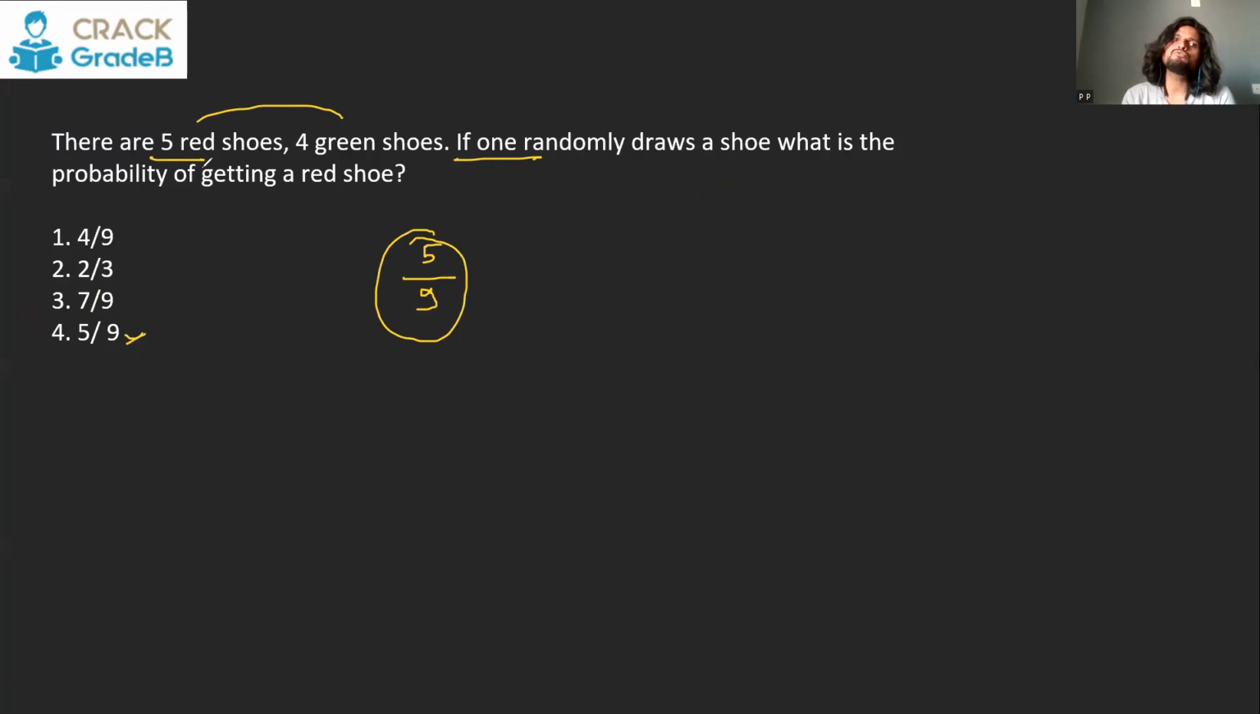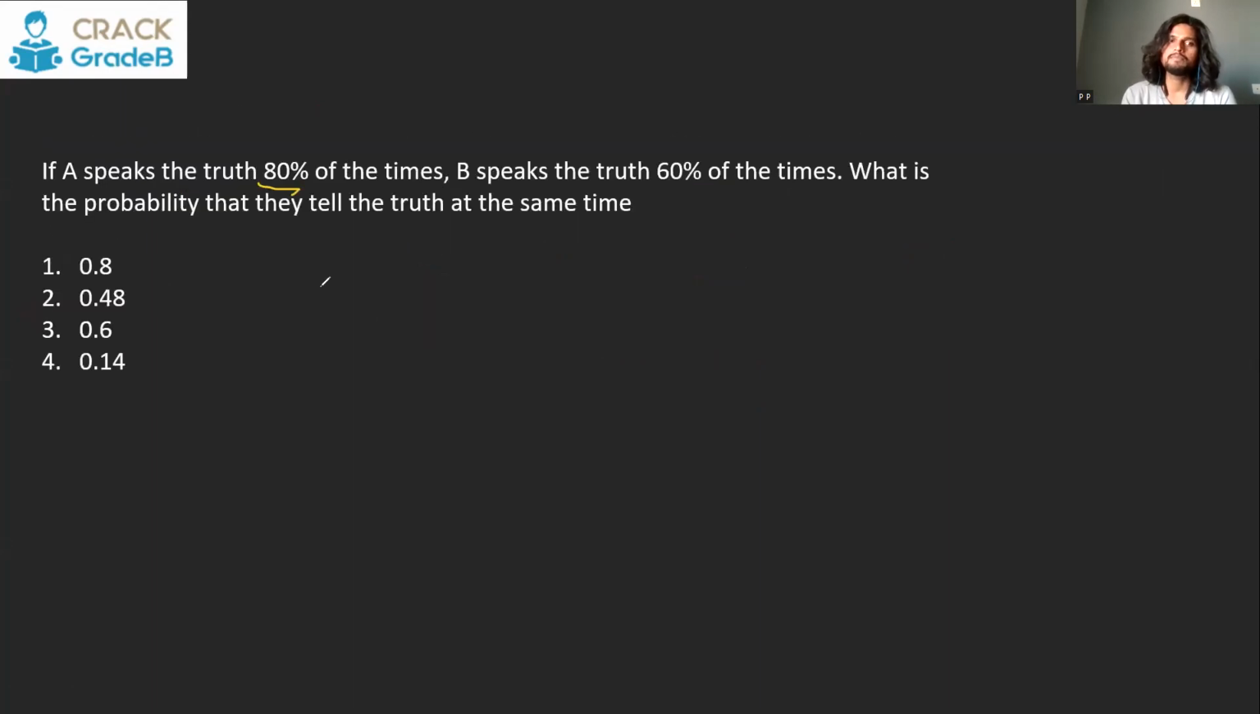Now, A speaks the truth 80% of the time. That means the probability of A telling the truth is 80%, which you can write as 80 upon 100 or 4 upon 5. B speaks the truth 60% of the time, that is, the probability of B telling the truth is 60 upon 100, or you can write it as 3 upon 5. What is the probability that they tell the truth at the same time? That means this is also happening and this is also happening. So the connecting factor involved will be and.